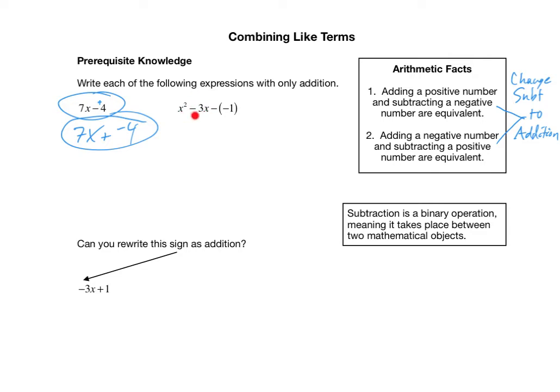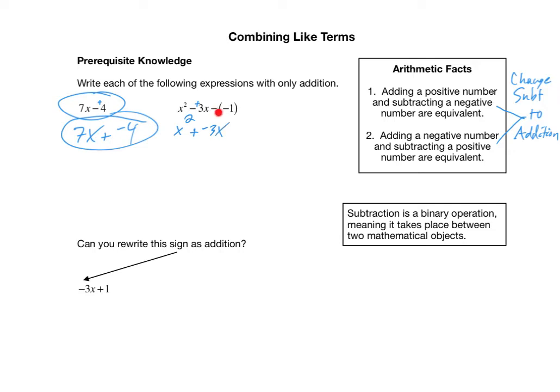If you've got x squared minus 3x minus negative 1, again, this is a subtraction sign, so this 3 right here is positive. We just don't write it. So the term 3x is positive 3x. So we've got x squared minus positive 3x minus a negative 1. Well, just like over here, when you subtract a positive, you could rewrite that as adding a negative. So we could rewrite this as x squared plus negative 3x.